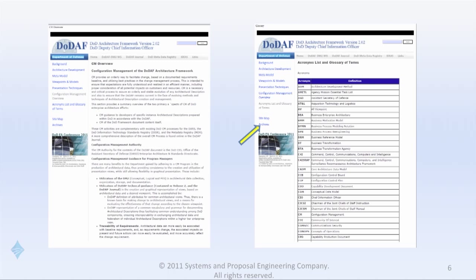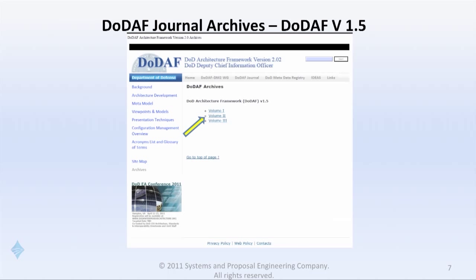Then we go to the archives. The archives are where you actually do find volume 2, volume 1 and 3 as well, but volume 2 is where you find the illustrations for each of the models from which you would add data and derive the views.